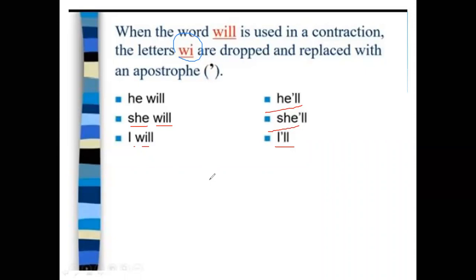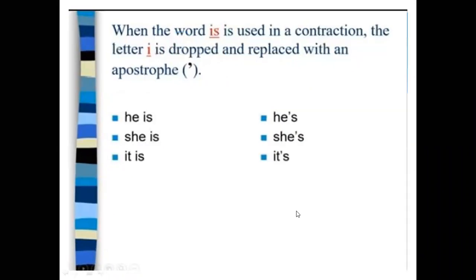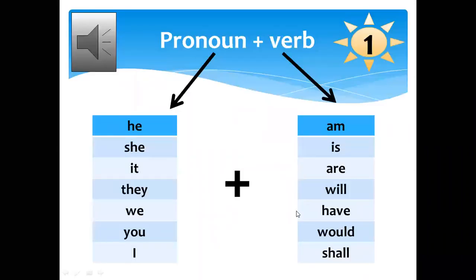We have three cases for the contractions. This is the first case, the pronoun with a verb. Let's remember, the pronouns are he, she, it, they, we, you, I, and the verbs are like am, is, are, will, have, would, shall.